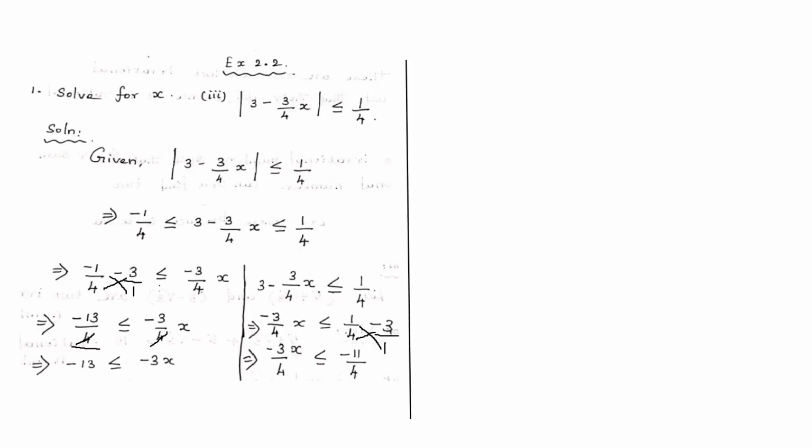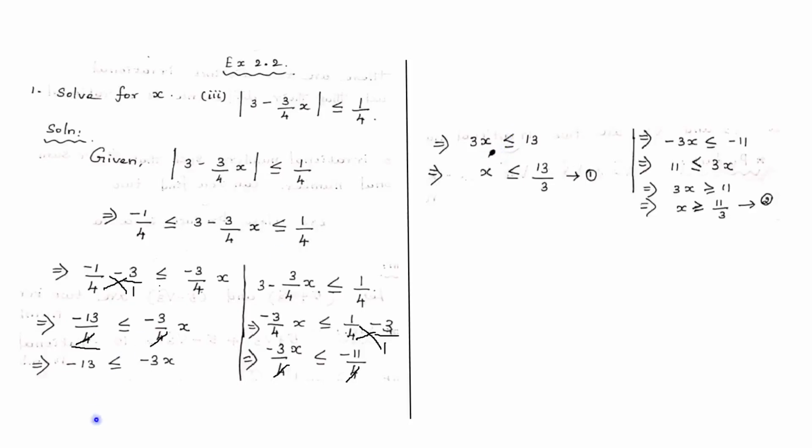So we will get minus 11 by 4 here, minus 3 by 4 into x. Then this 4 and this 4 will get cancelled. Then we will get these terms. That is, for this minus 3x come this side, it will change to plus 3x is less than or equal to this minus 13 come this side plus 13. Similarly, this minus 3x come this side plus 3x, this minus 11 come this side plus 11.